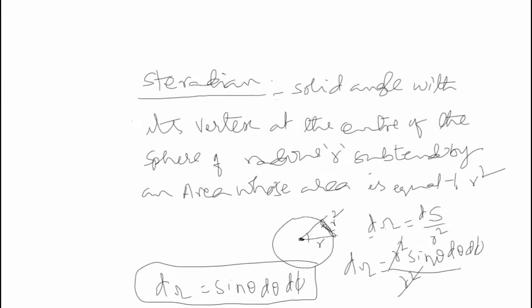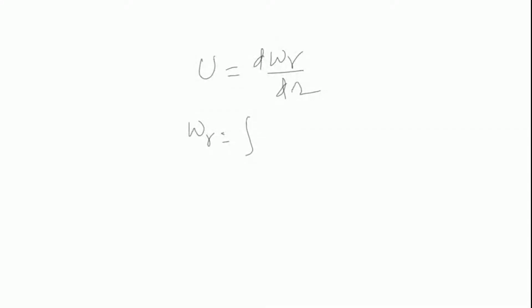From this, we can define U average, the average radiation intensity. Already we have radiation intensity. It is defined as the radiated power per unit solid angle. That is, U equals dWR by d omega. From this we have WR equal to the integral of U d omega.